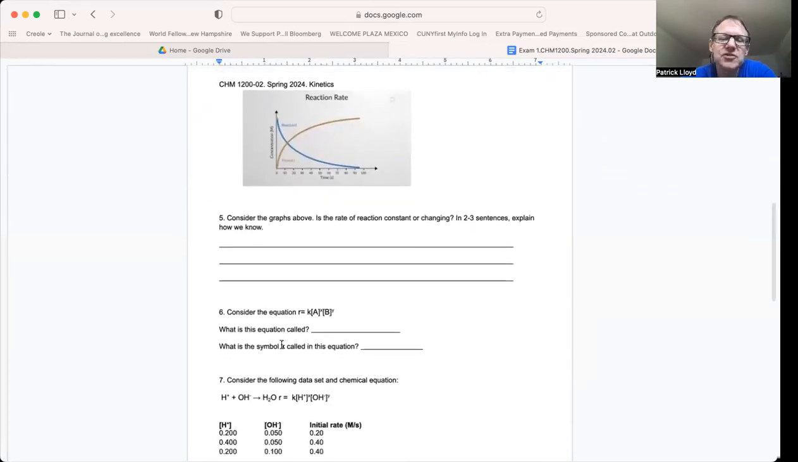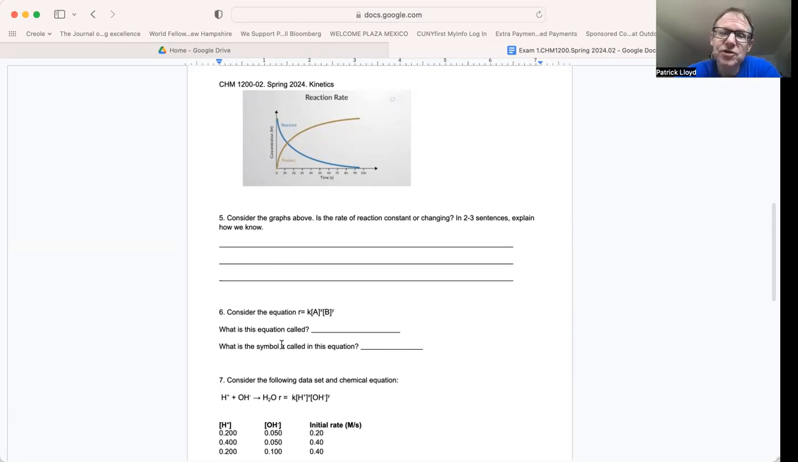Consider the graphs above. Is the rate of reaction constant or changing? In 2 to 3 sentences, explain how we know. The answer is changing. The rates of reaction are changing. In fact, you can figure out how fast the reaction is proceeding from either the reactant or the product. So the reactant is decaying away, the product is being formed, it's increasing over time. But the main issue here is whether the curve is straight or not.